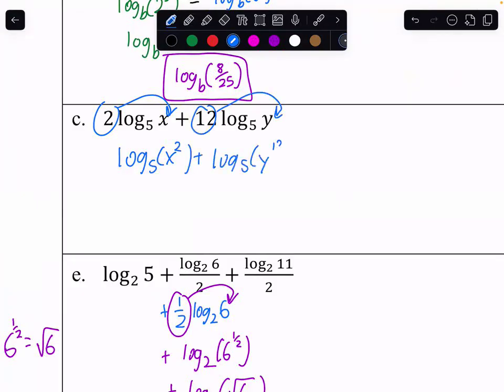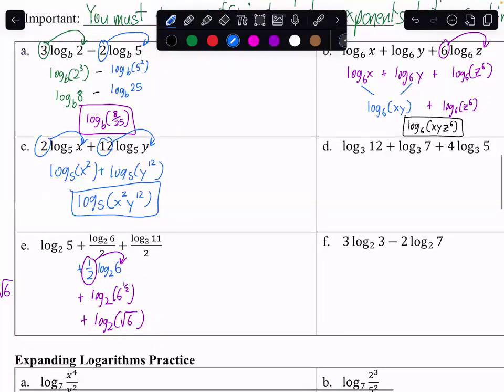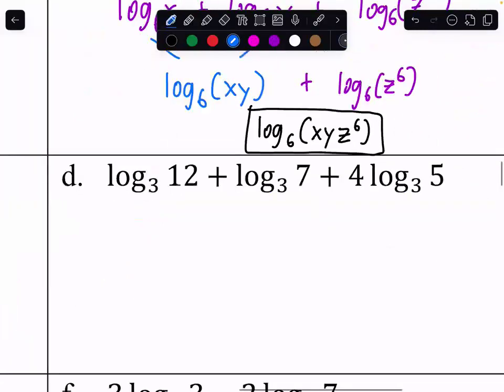So first, you would want to make both coefficients into exponents. And since this one is an addition of logarithms, the way you combine it is you multiply the 2 arguments. Over on letter D, I'm just going to go ahead and combine these 2 right away because neither one has a coefficient. So you keep the log base 3, and then 12 times 7 would become 84.